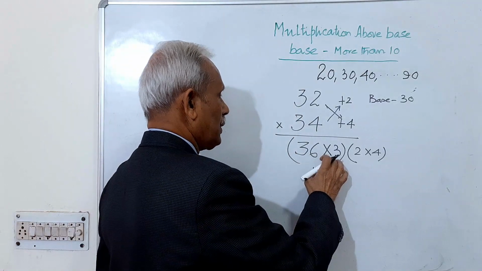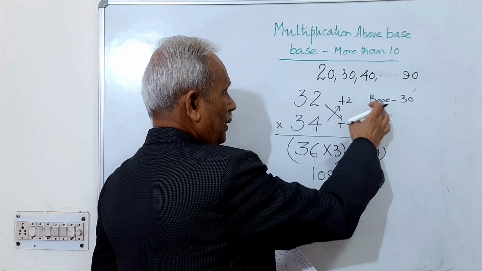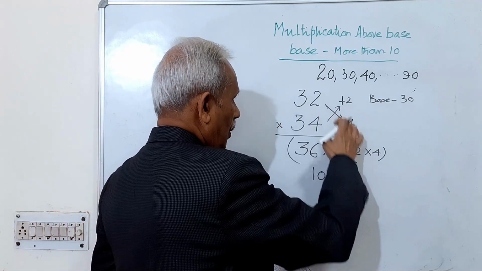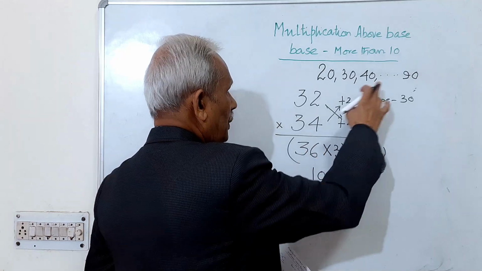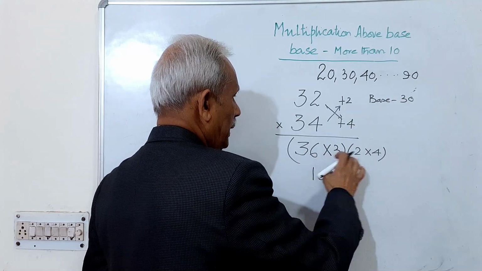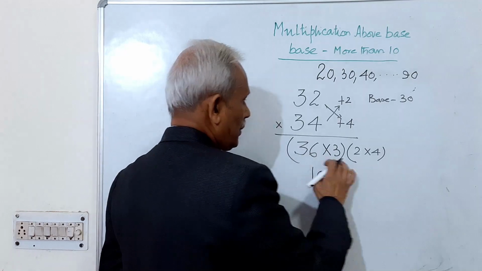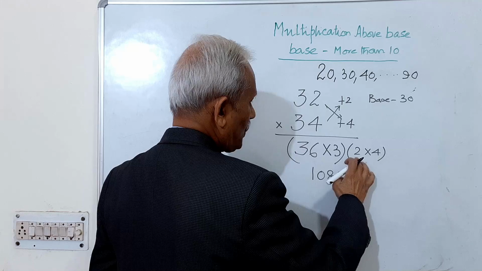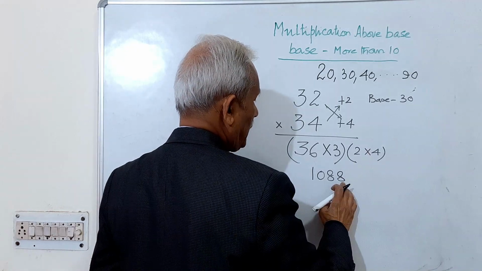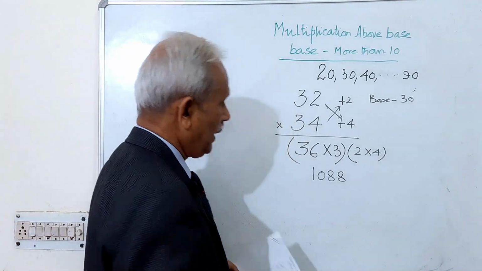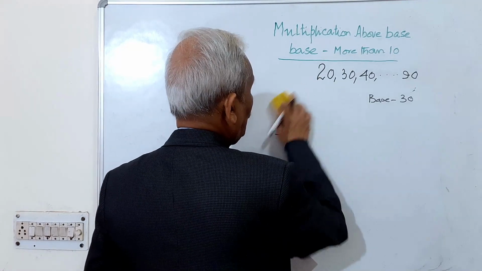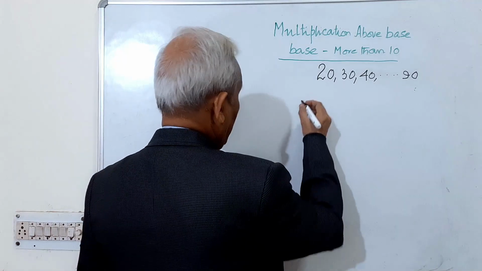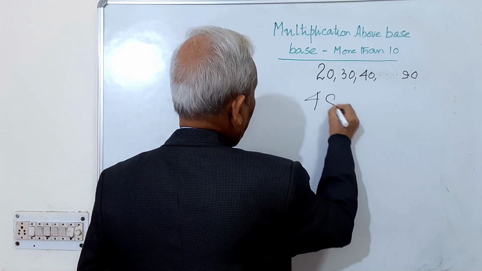Here we multiplied this with 3. 32, the base is 30. 32 minus 30 is 2, 34 minus 30 is 4. Cross addition gives 36, and since the base is 30, multiply with 3. The first part of the answer is 36 into 3, the second part is 2 into 4. 36 into 3 is 108, 4 into 2 is 8. Base there is 1 zero, so we write here 8. The answer is 1088. It's quite simple, and once you understand the process, you can do it very easily. Let us do another sum, 48 into 49.